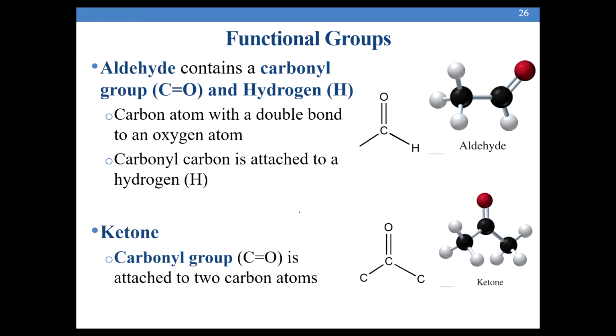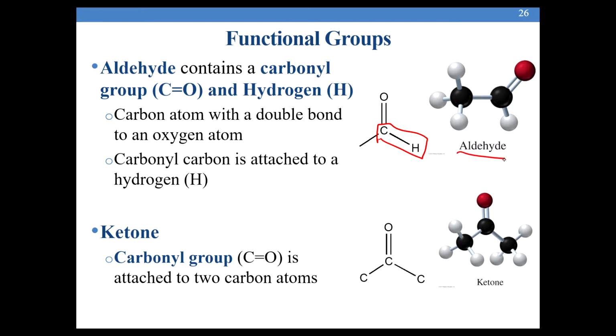Here are 2 more functional groups. The aldehyde we've already seen. It's a carbon double bonded to an oxygen, and that carbon has a hydrogen on it. The aldehyde can be difficult because there are several different functional groups that contain this component, where we've got a carbon with a double bond to an oxygen. But if that carbon also contains the hydrogen, we're in aldehyde territory, okay?